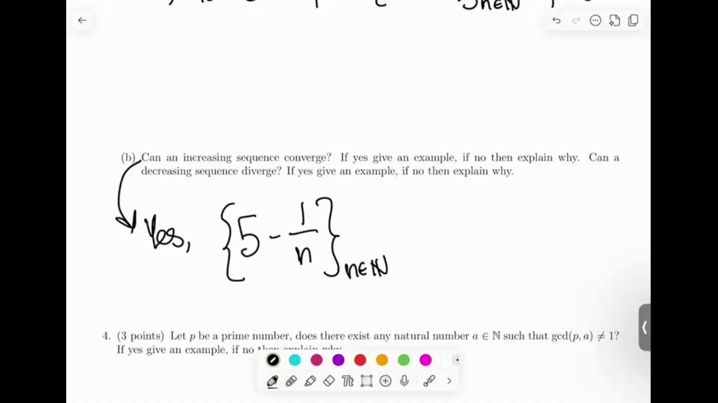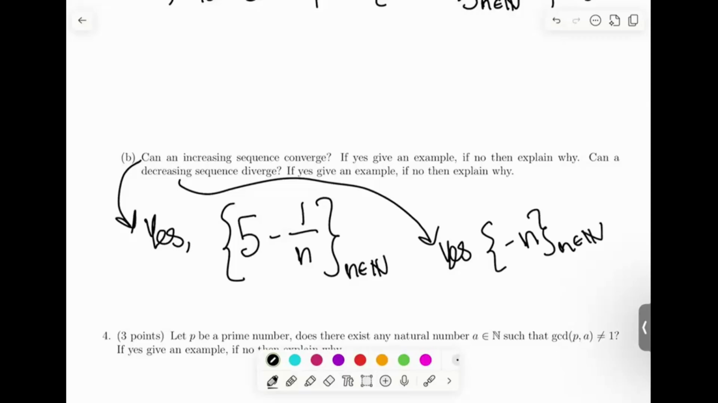Can a decreasing sequence diverge? Yes. Because remember, you could diverge to negative infinity. So just take the naturals and negate them.